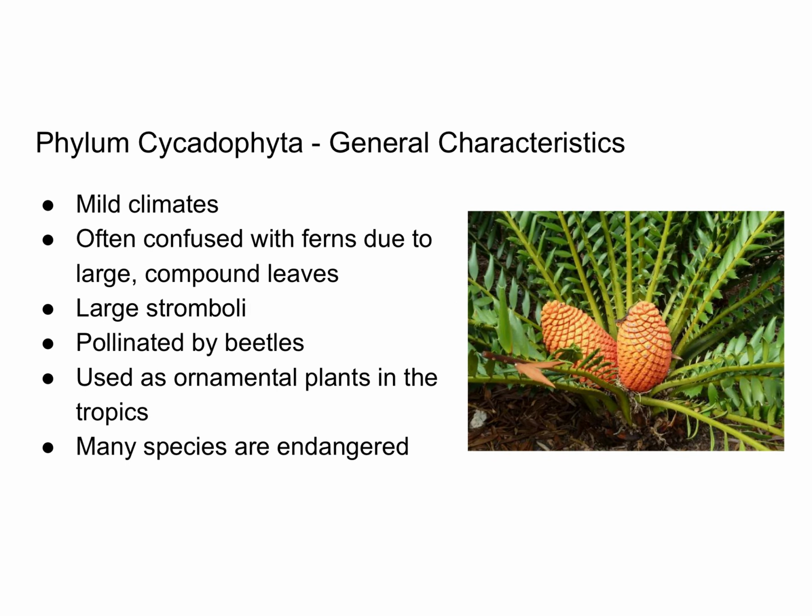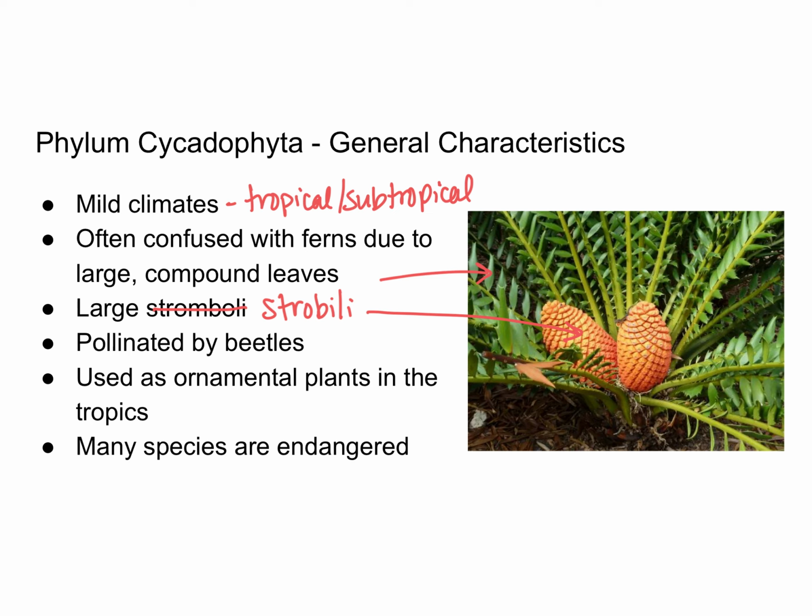So let's start by taking a look at the plants in the phylum Cycadophyta. The cycads are often found in mild climates, and by mild we mean tropical and subtropical. They are often confused with ferns because their leaves look similar, but they are not ferns. They have large strobili, and I just realized that autocorrect changed this to stromboli, so I apologize. That should be strobili. And that's these cones here.